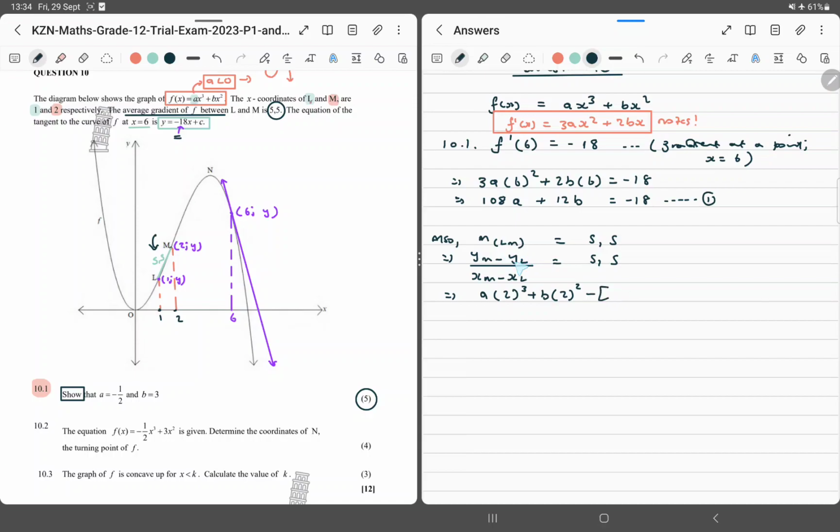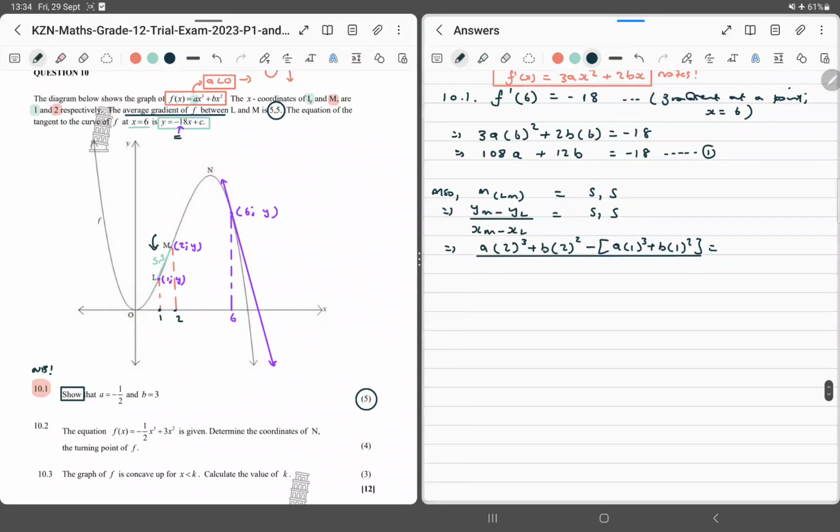Let's deal with this one. Y at L is basically a into 1 cubed plus b into 1 squared, all of that shenanigans. So this is a higher grade question, yeah? I can feel it. This is for the big boys and girls.